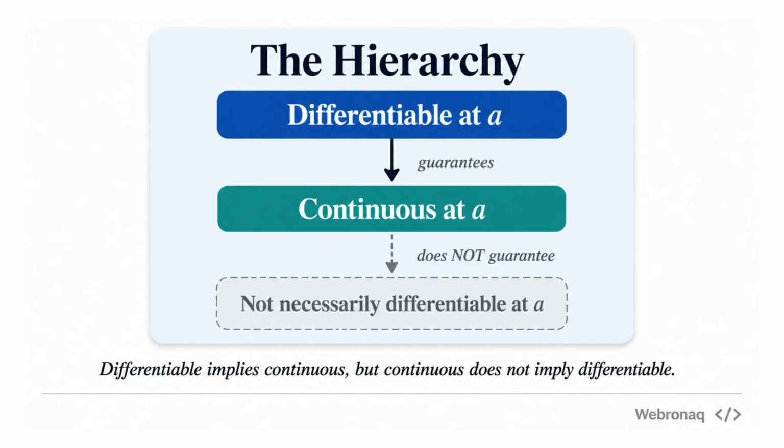The mental model to carry with you is this. When you encounter a function, ask first whether it is continuous, and only then whether it is smooth enough to have a derivative at each point. Corners, cusps, and vertical tangents all mark places where continuity survives, but differentiability fails. If you remember just one rule from this video, let it be this. Differentiability implies continuity, but the reverse is never guaranteed.